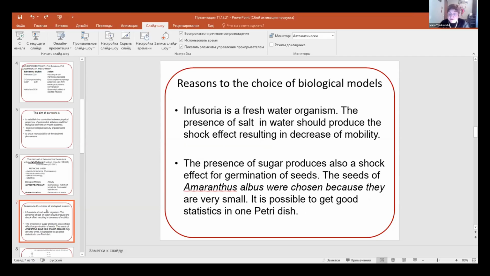We have such reasons for this choice. Infusoria is a freshwater organism, and salt solution is a shock for this organism. The same shock influence has sucrose for plants for seed germination. We know that water and aqueous solutions are non-equilibrium, have immanent property of nanostructure self-organization, and are sensitive to weak chemical and physical forces.